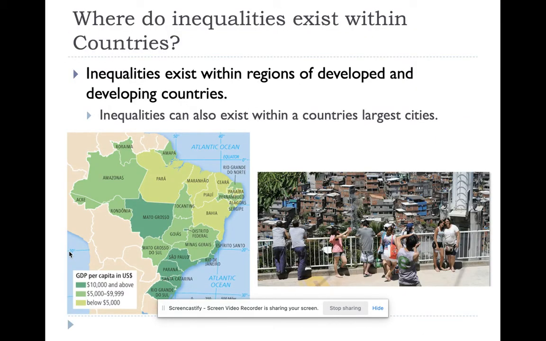With that, we start looking at inequalities. We can talk about that within the United States, right? And we can also talk about it within places like Brazil. So remember that inequalities exist within countries. China is a good example, right? The coastal Chinese cities are much, much more developed than the inland, largely agrarian provinces.